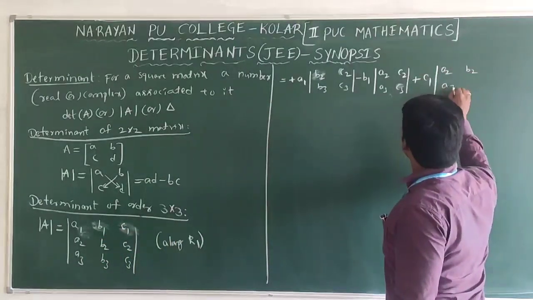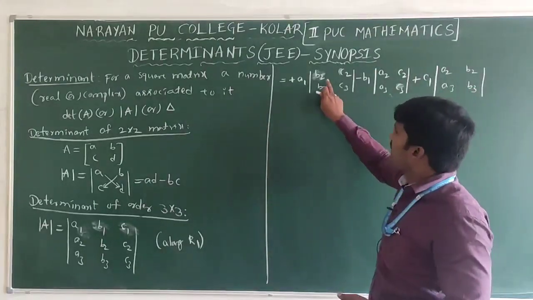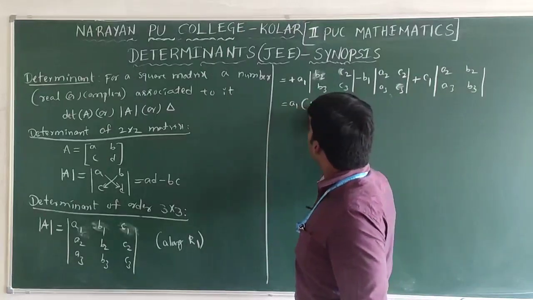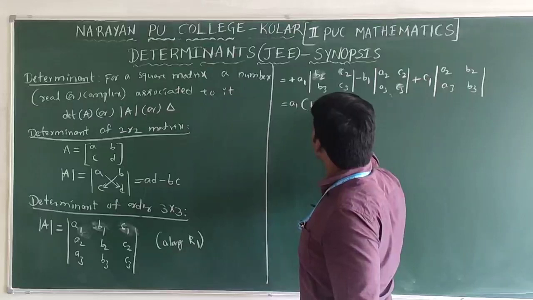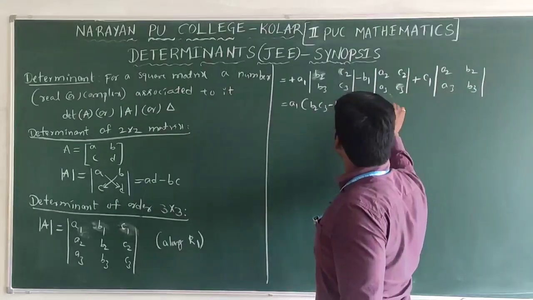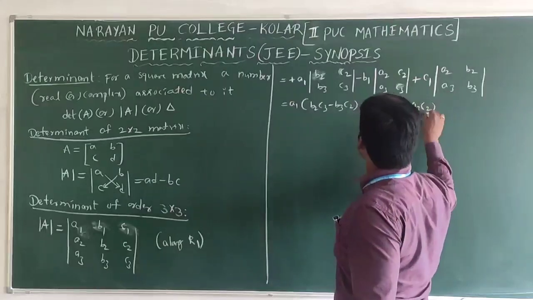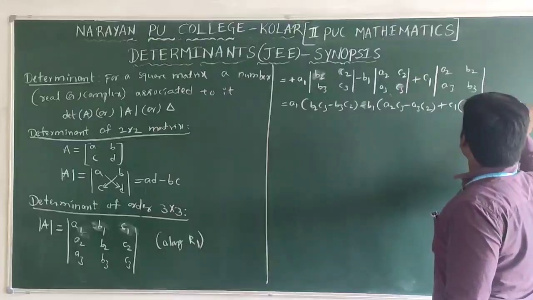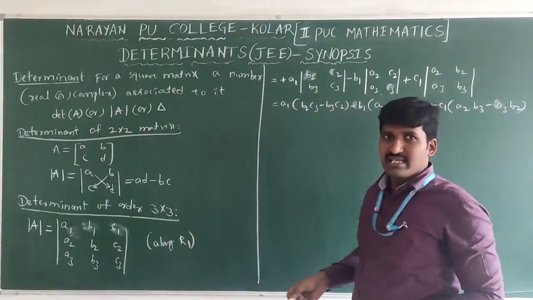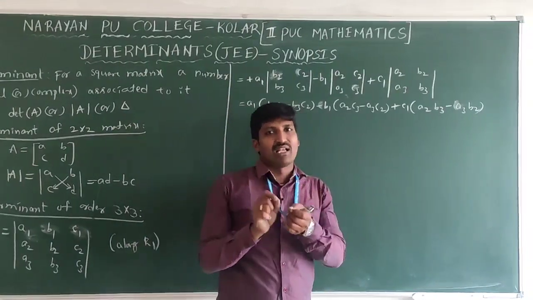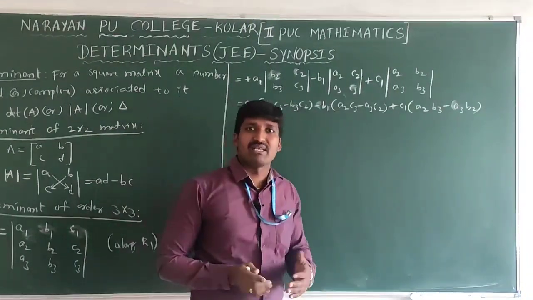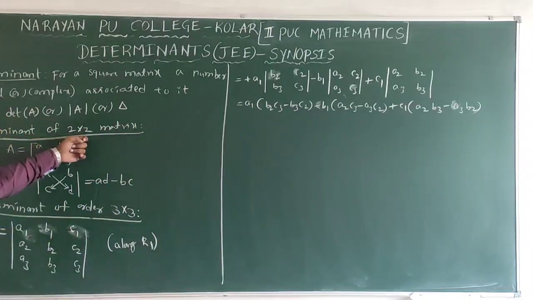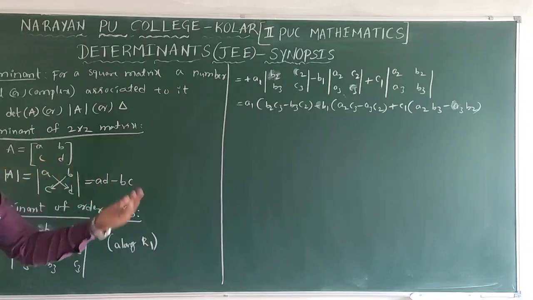We know how to expand a 2 by 2 determinant, just ad minus bc. Now here: a1 into (b2 c3 minus b3 c2), minus b1 into (a2 c3 minus a3 c2), plus c1 into (a2 b3 minus a3 b2). Generally if you take numbers, you will get a single value only, which can sometimes be a real number or sometimes a complex number. So this is the expansion for 2 by 2 determinant and 3 by 3 determinant value.